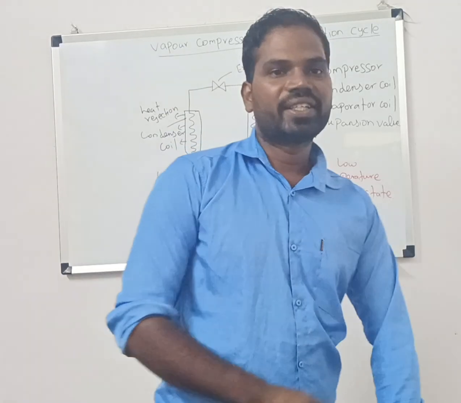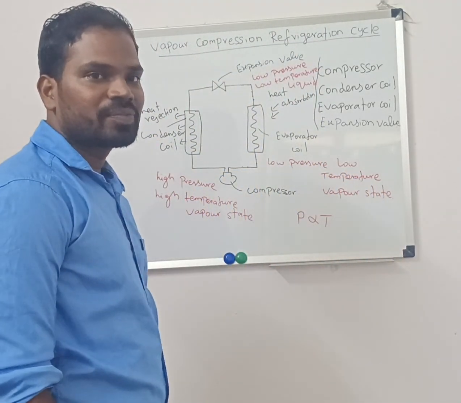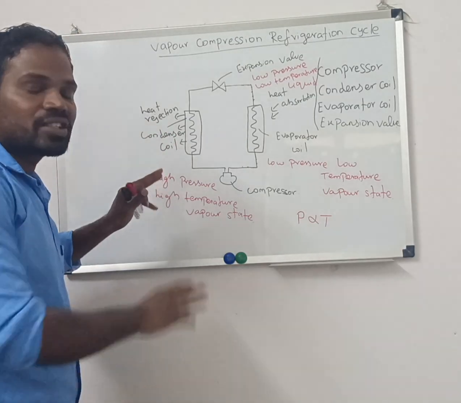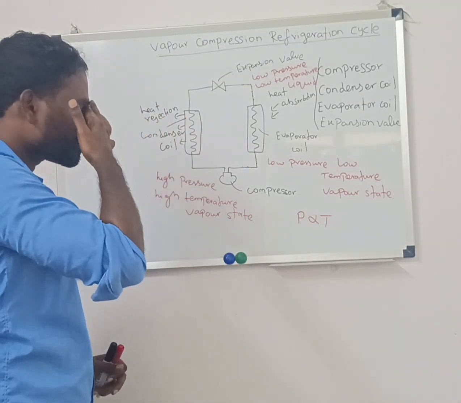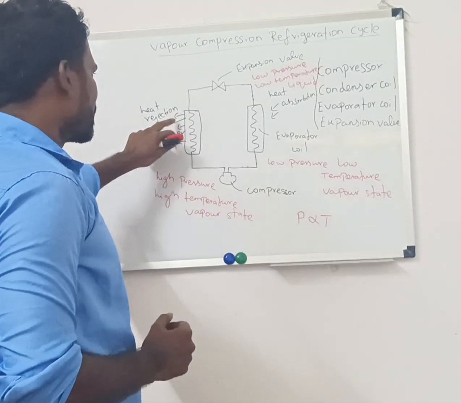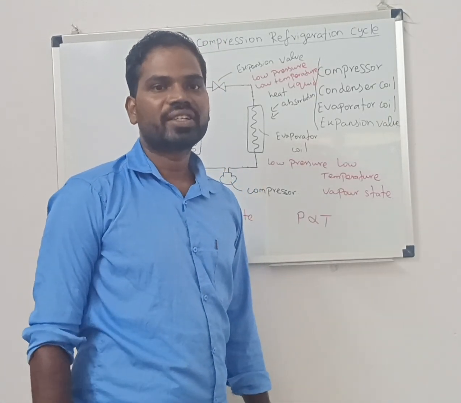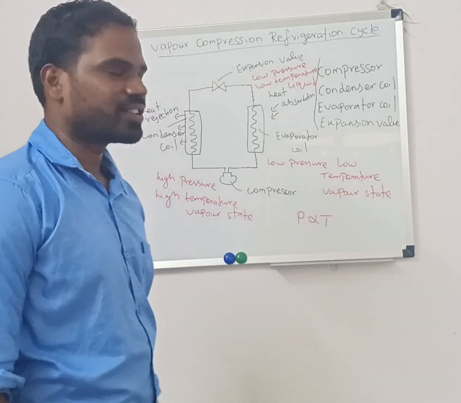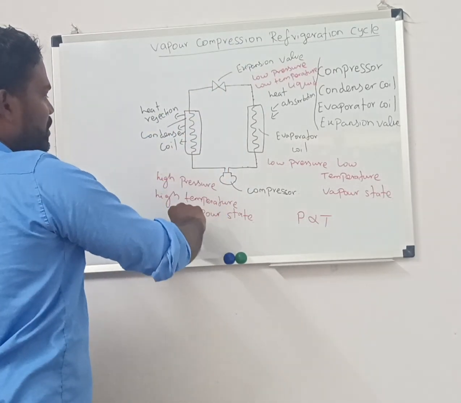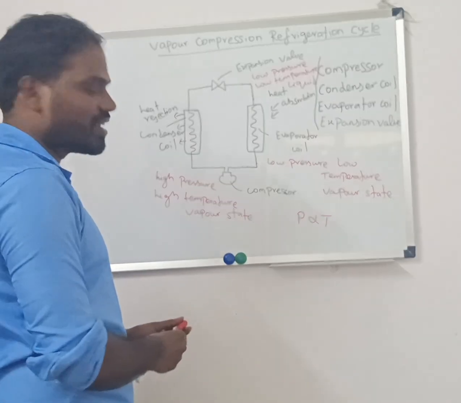We already know the condenser coil. What is the purpose of using a condenser coil? Heat rejection. The condenser coil is fixed and exposed to the atmosphere. There are two types of condenser available: one is the air cooled condenser and the other is the water cooled condenser. Here the high pressure, high temperature vapor will cross over the condenser coil.